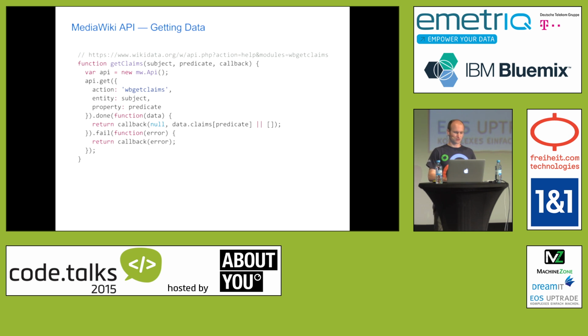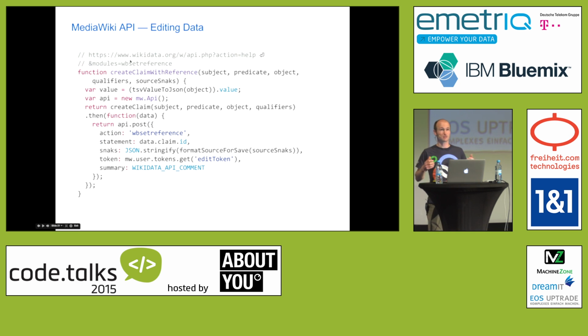But then for the posting, if you want to create a claim with references, for example, a claim, as you may remember, is the subject, predicate, object, qualifier pair, and also the sources. If I want to create one of these, I have to authenticate myself. So you have seen earlier how I did this mw.user.tokens.get, and I want from that the edit token.